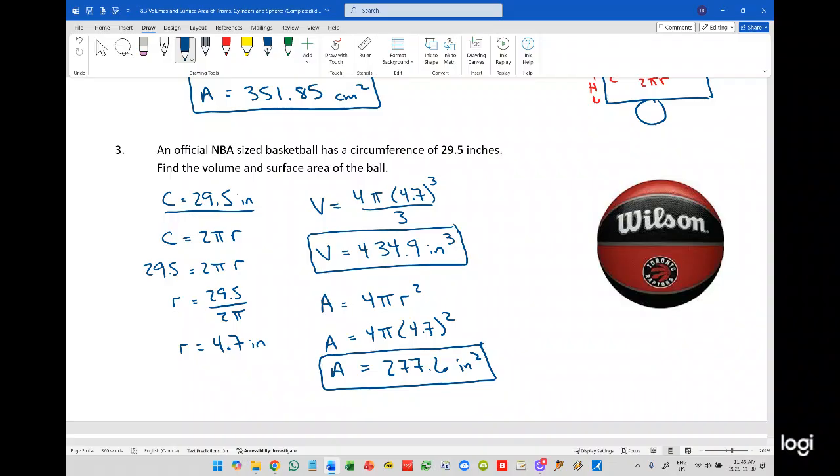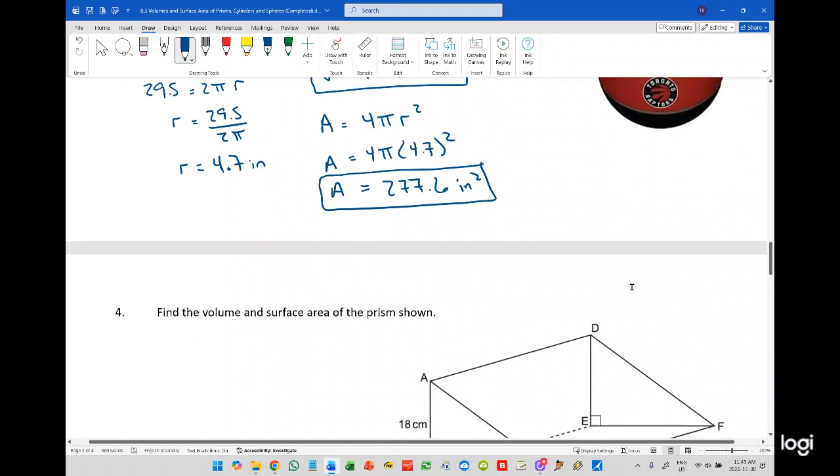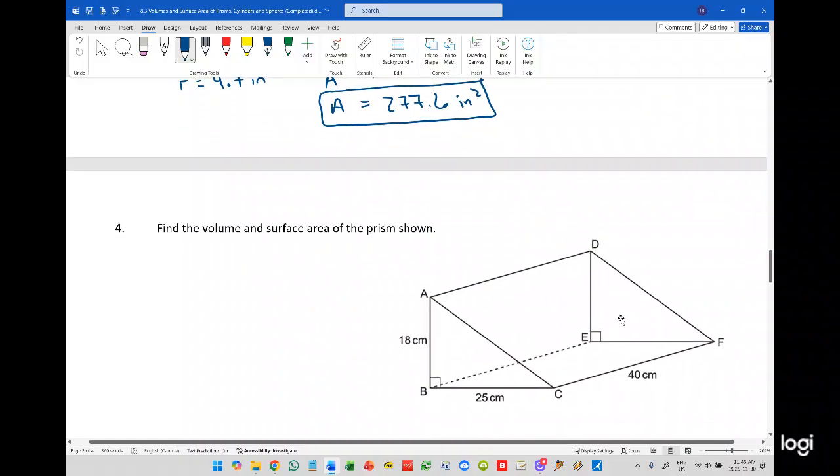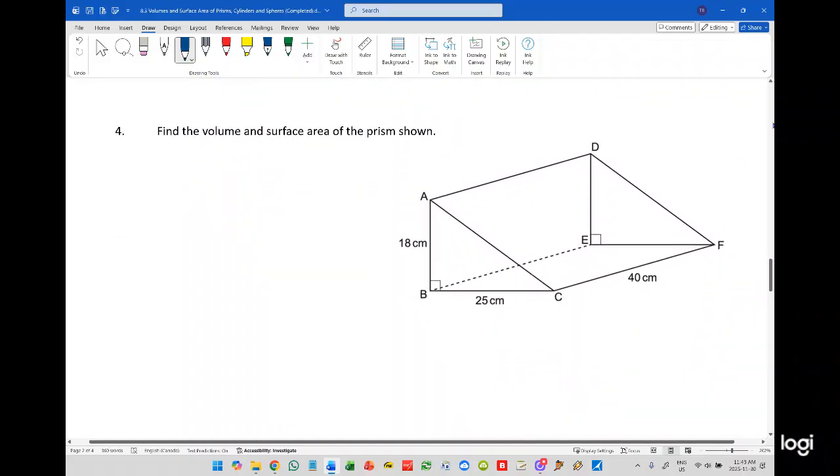All right, not too tough. Now let's move along to this thing. And again, this isn't particularly hard. It's just a little bit more tedious. We're going to start with the volume. In order to find volume, I need the area of the end, and I want to be clear that even though it's on its side, the ends are the two identical shapes, so the two identical triangles.